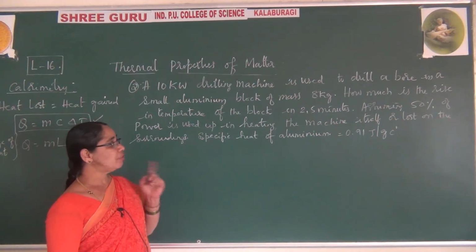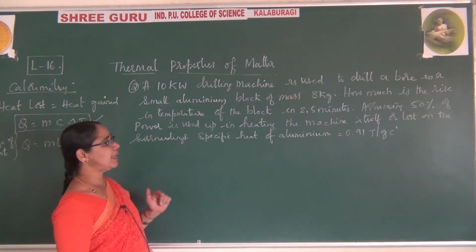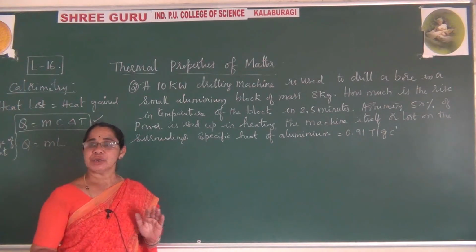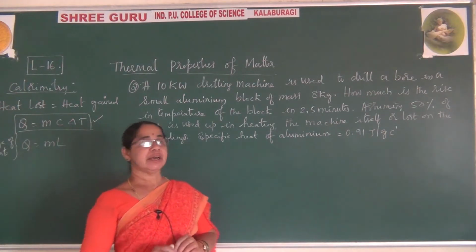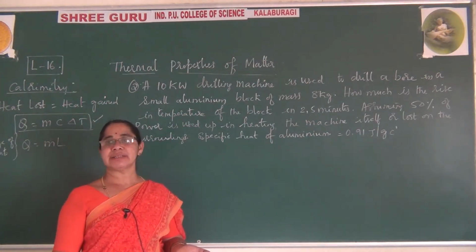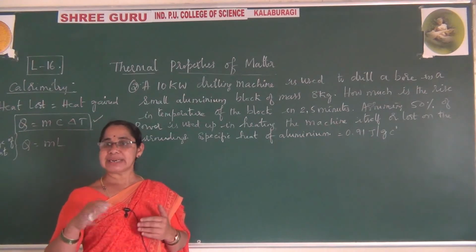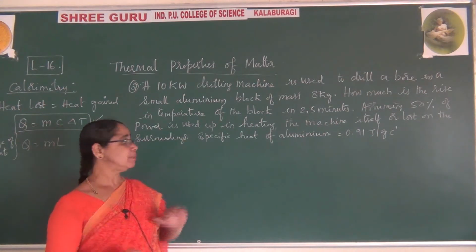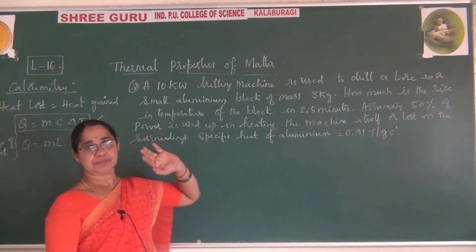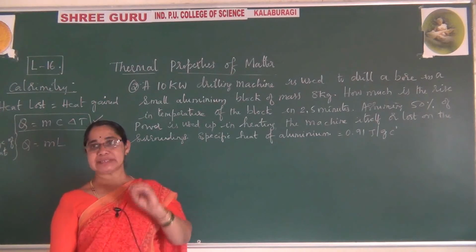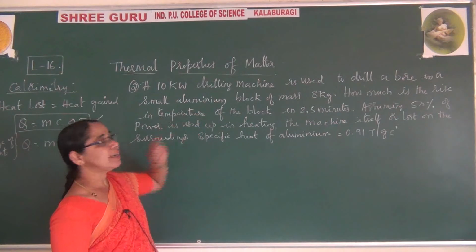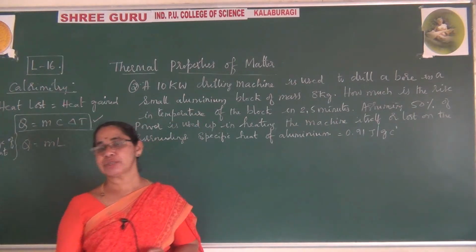Assuming 50% of the power is used up in heating the machine itself, or lost to the surroundings. That means you are using some power, but 50% of the power means the remaining 50% is lost in the surroundings. Only the 50% has been utilized to make the one hole in this aluminium block. So using only 50% power, you are calculating the rise in temperature. Hope you understood this problem.